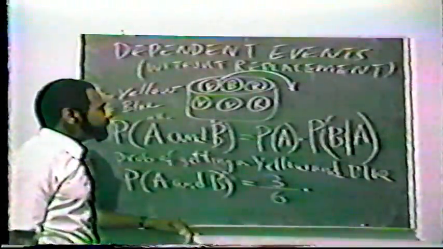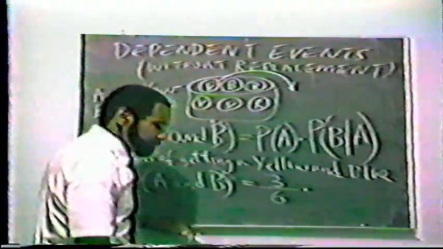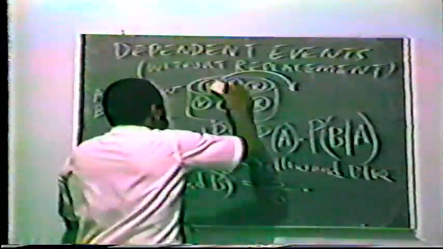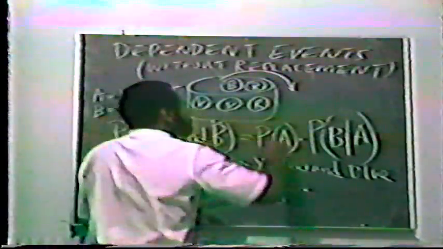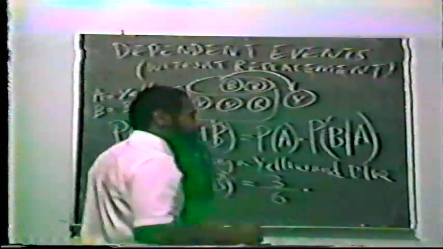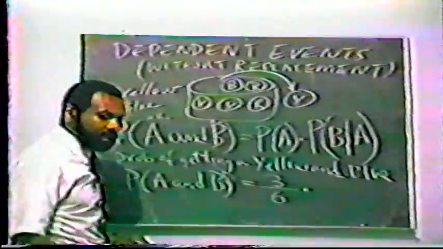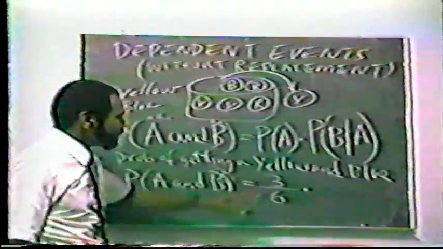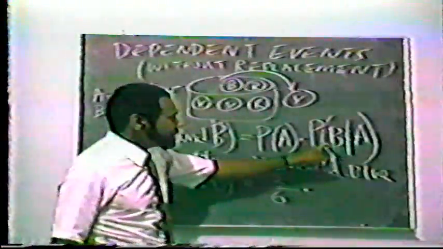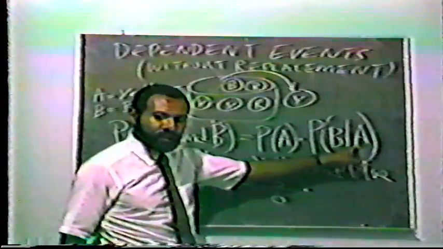And we're assuming that we're not replacing that ball, because this is without replacement. So we assume that we have taken out a ball on the first trial. That's what this is saying: the probability of B given that A has occurred.